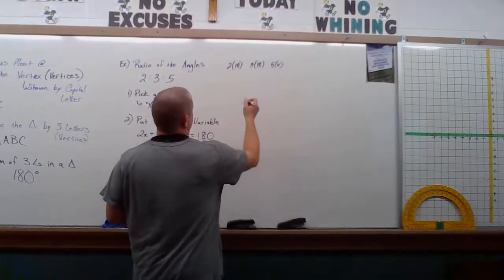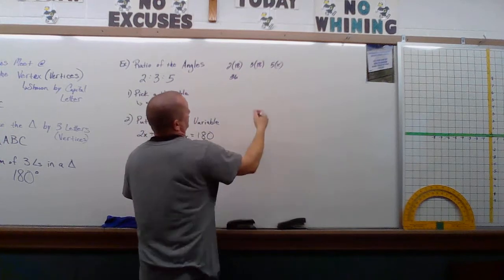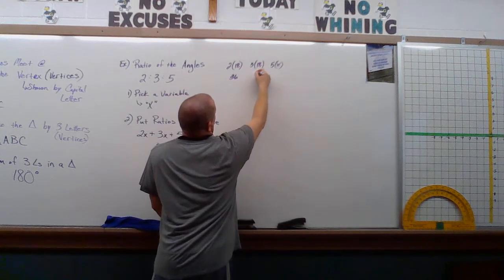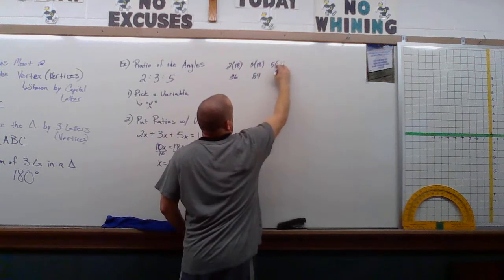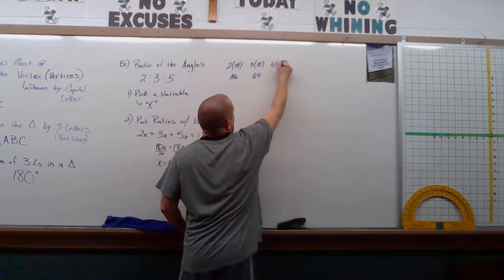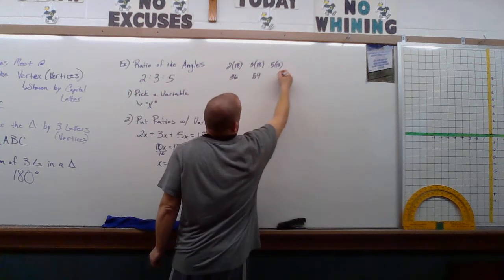So what's 18 times 2? We get 36. What's 18 times 3? We get, what, 54? And, oops, I replaced my x with my 18 again. And what's 18 times 5? What do we got, 90?